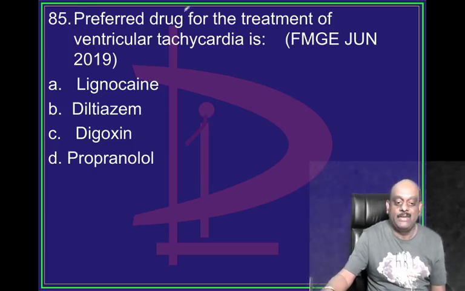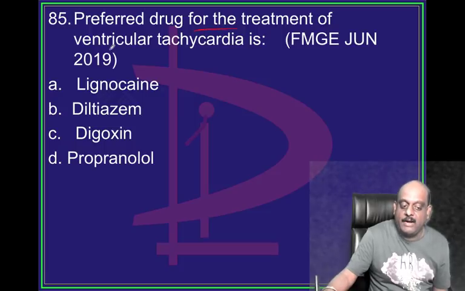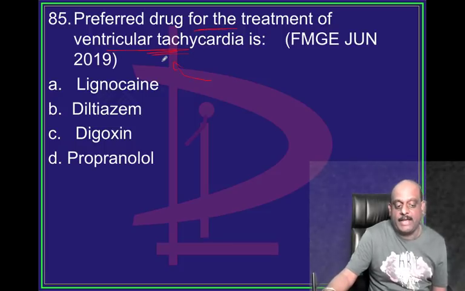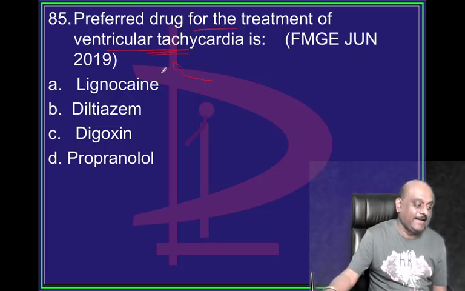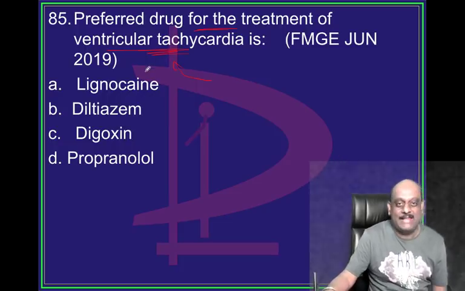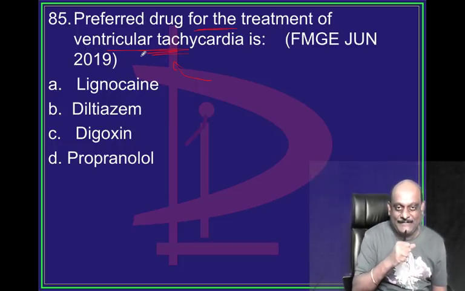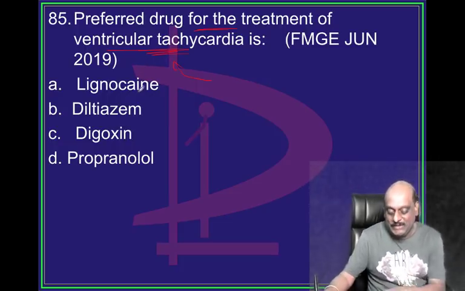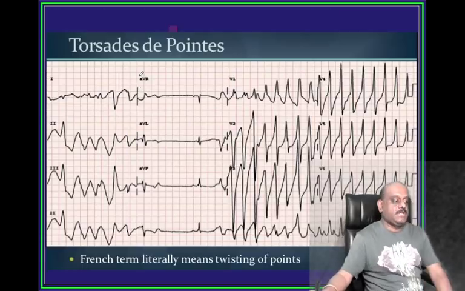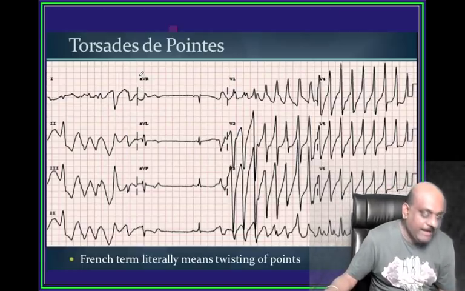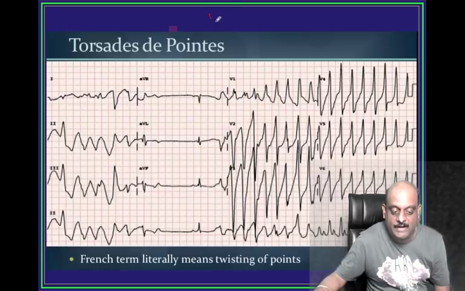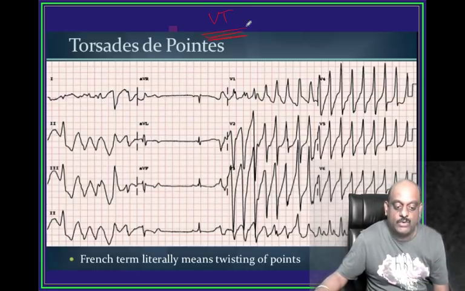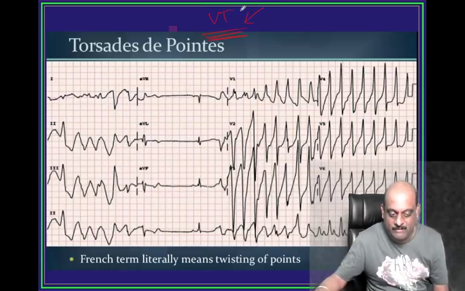Halothane. What is the preferred drug to treat ventricular tachycardia, doctor? Now that cardiology has come up, I will take the mic. So, lignocaine. First doctor, tell me. 5 minutes we will invest time on ventricular tachycardia. Otherwise this topic will feel difficult.